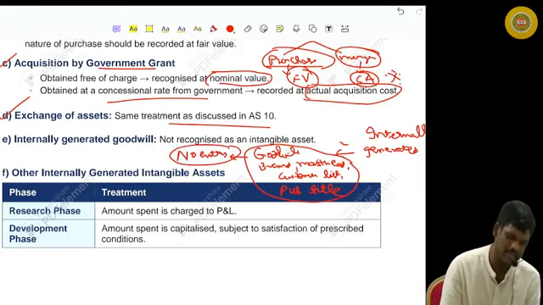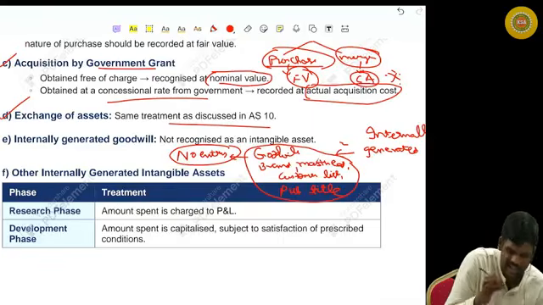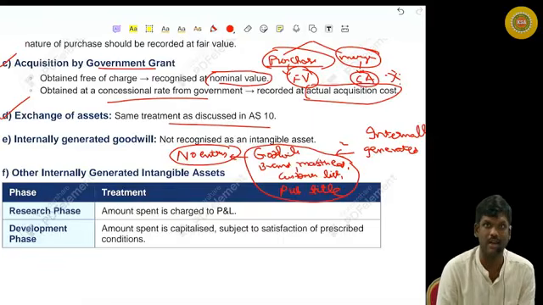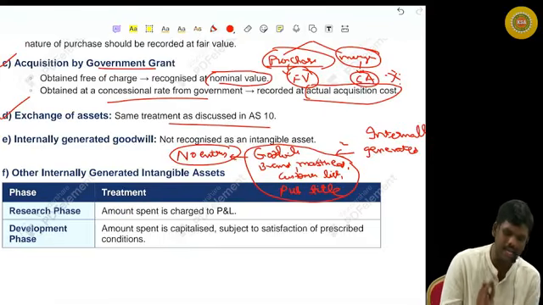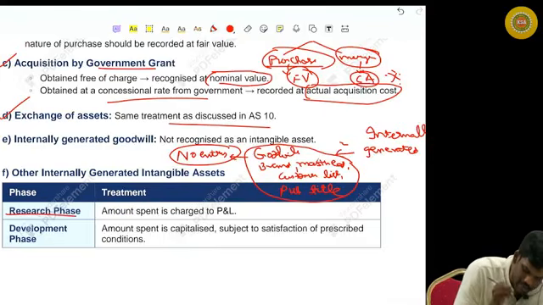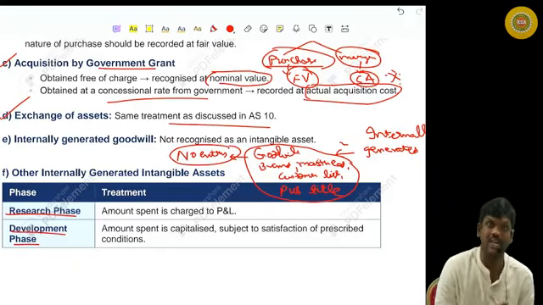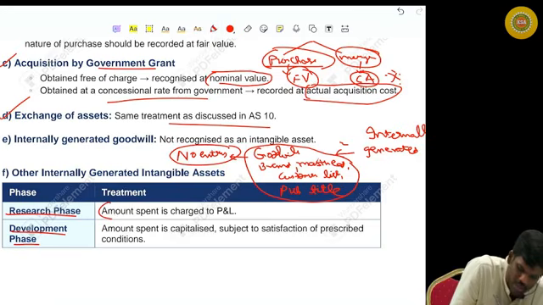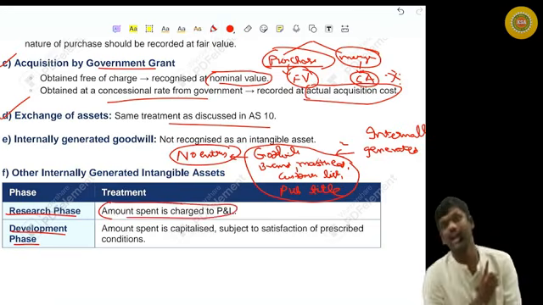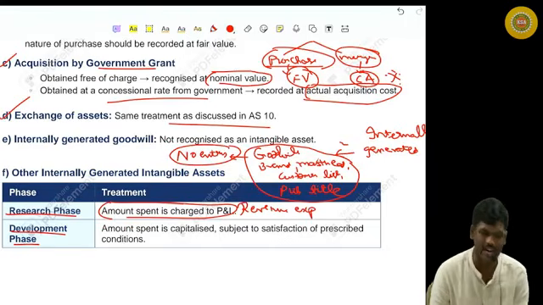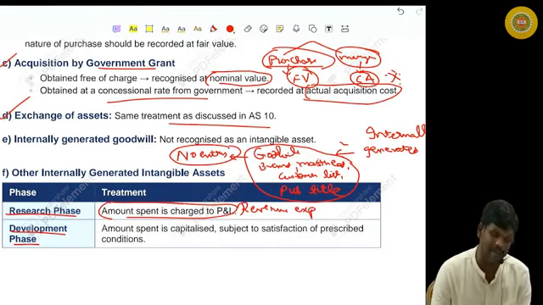Okay. Next, if it doesn't fall under these, some other asset I am internally generating, say I am generating a software. If some other intangible asset you are internally generating, then AS26 clearly says, split it between research phase and development phase. If you are spending money and you are still in research phase, whatever amount you have spent, that should be charged to P&L. It cannot be capitalized. It should be treated as a revenue expenditure. Revenue expenditure. It should be taken to P&L. No, sir, I am in development phase, sir.